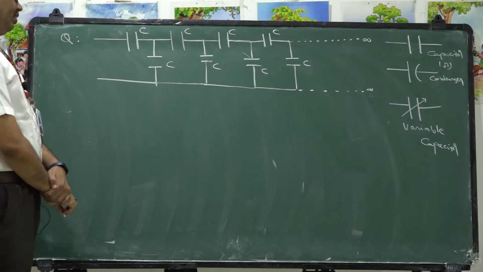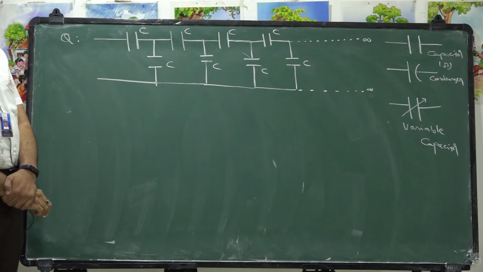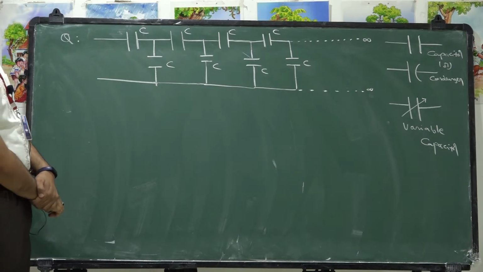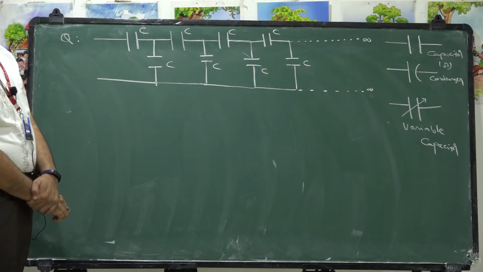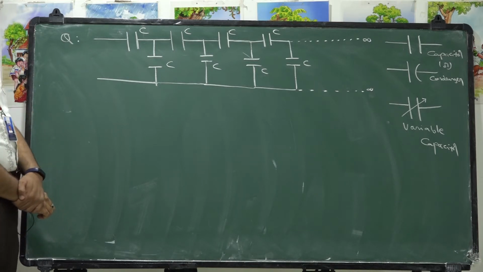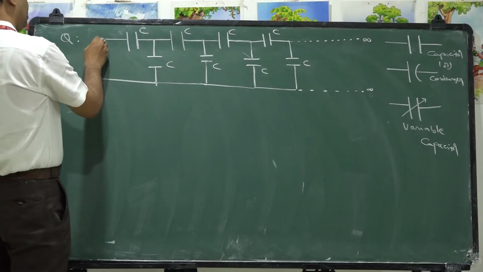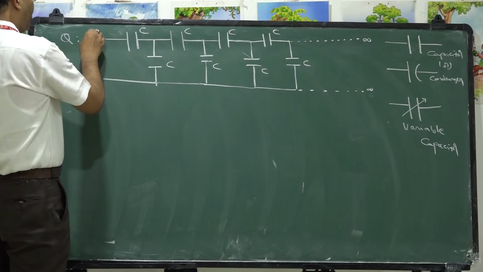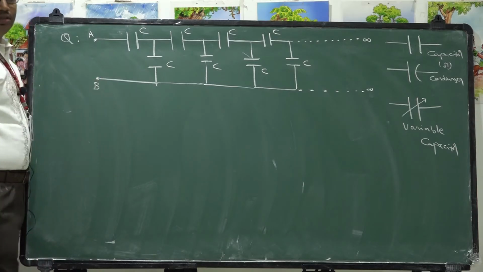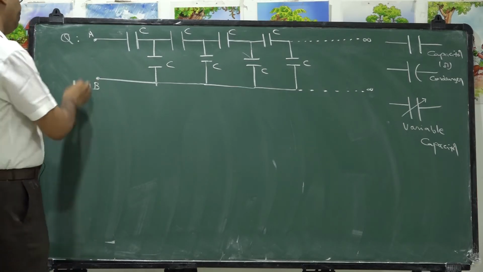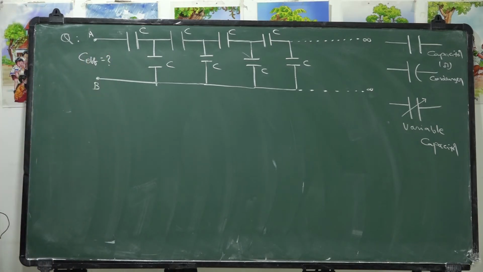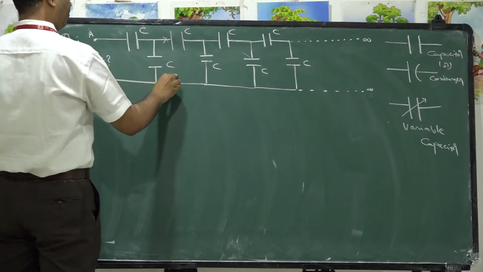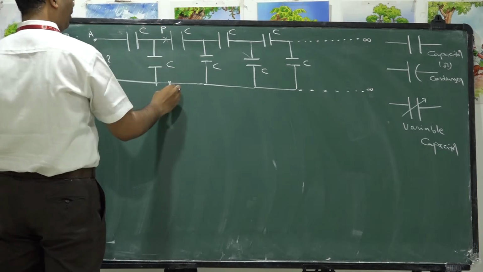You are asked to find effective capacitance of this combination. It is very simple. Effective capacitance means between these points A and B, I need to find the effective capacitance. C effective how much? In order to understand this, let me take two more points here. Let me name them as P and Q.